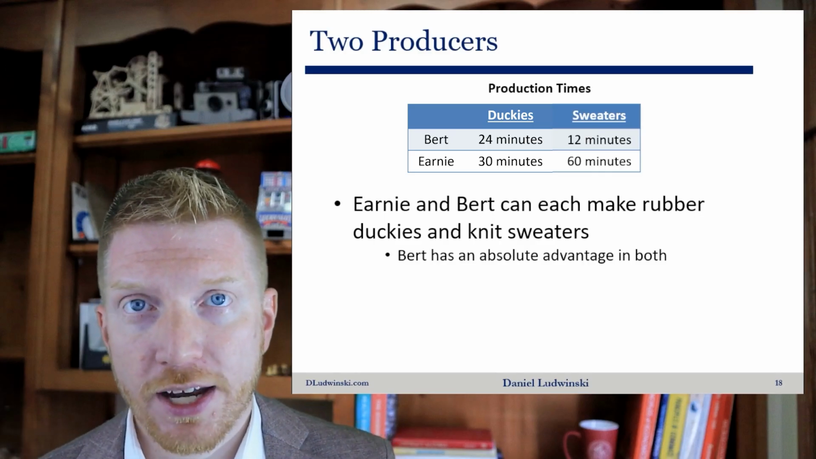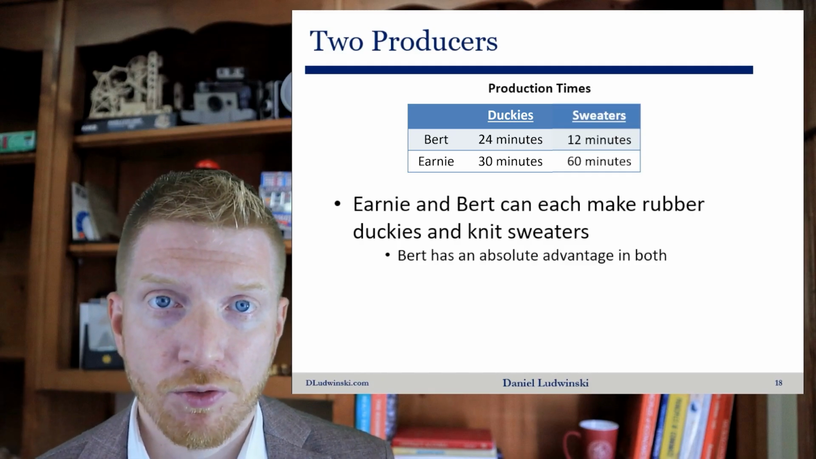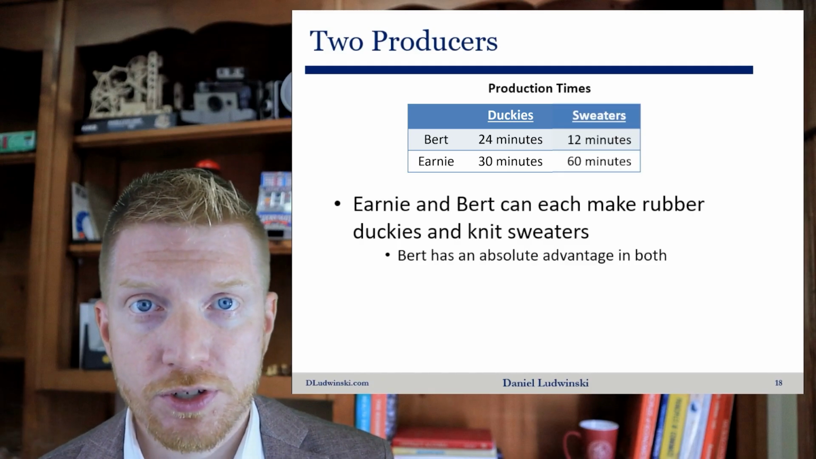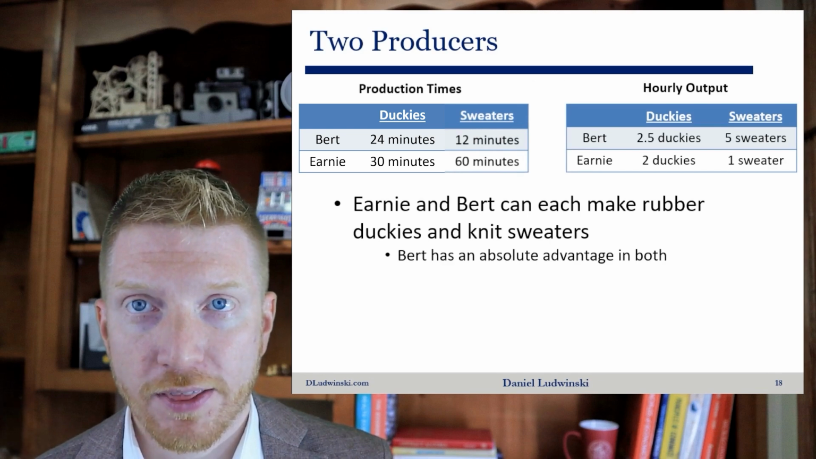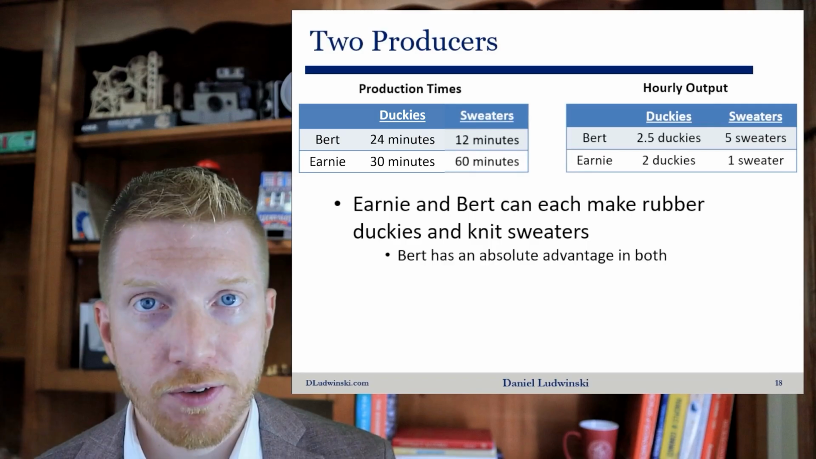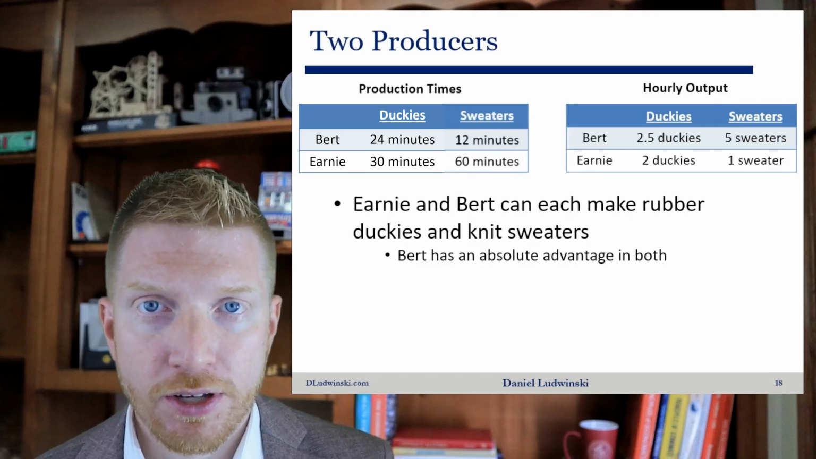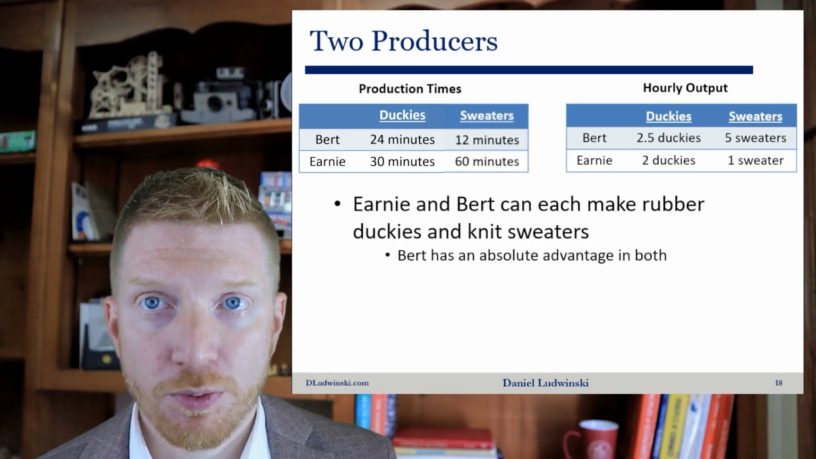Another way of representing these is to think about how much he can make with a given unit of resources. Now, the resource that we're going to be focusing on here is their time. Their hourly output is the way we're going to represent that. So in 1 hour, Bert can make either 2.5 duckies or 5 sweaters. On the other hand, Ernie can make 2 duckies or 1 sweater.